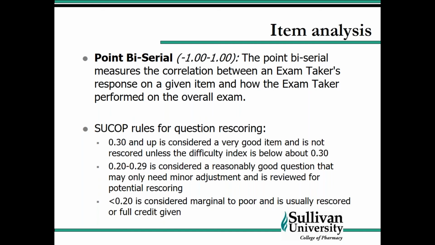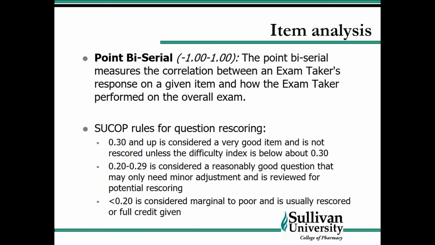Anything less than 0.2 is considered a poor question, and nine times out of ten is rescored or full credit is given. The faculty usually has to do some pretty fast talking to the department chairs to get to keep a question that's less than 0.2. So keep those items in mind as Misty gets into how she uses this data at a rolled up level for the report cards.